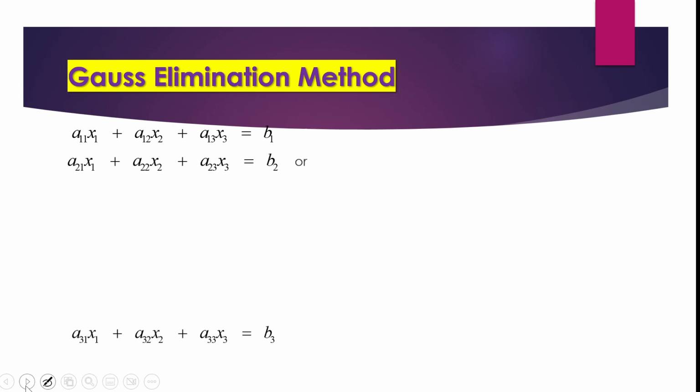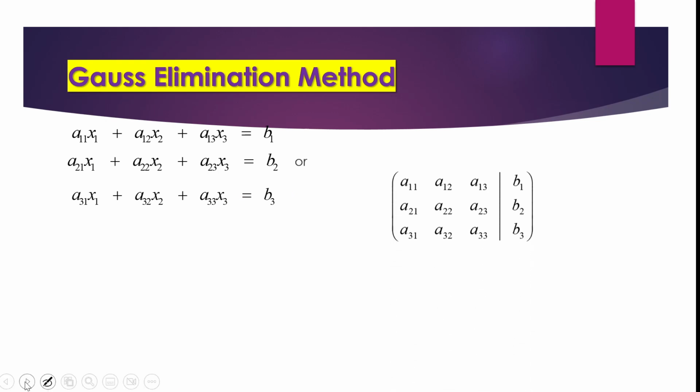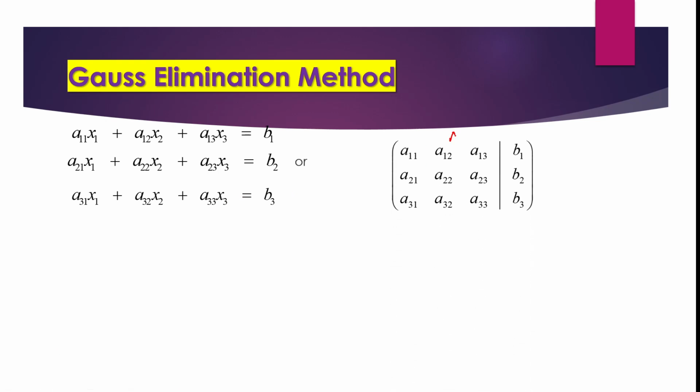Okay, if not, we focus on the case of a 3 by 3 system. You have a11 x1 plus a12 x2 plus a13 x3 equal to b1. Second equation, a21 x1 plus a22 x2 plus a23 x3 equal to b2. And then the third equation, a31 x1 plus a32 x2 plus a33 x3 equal to b3. Or in the augmented matrix form here, this is the coefficient matrix A, and the coefficient matrix B.